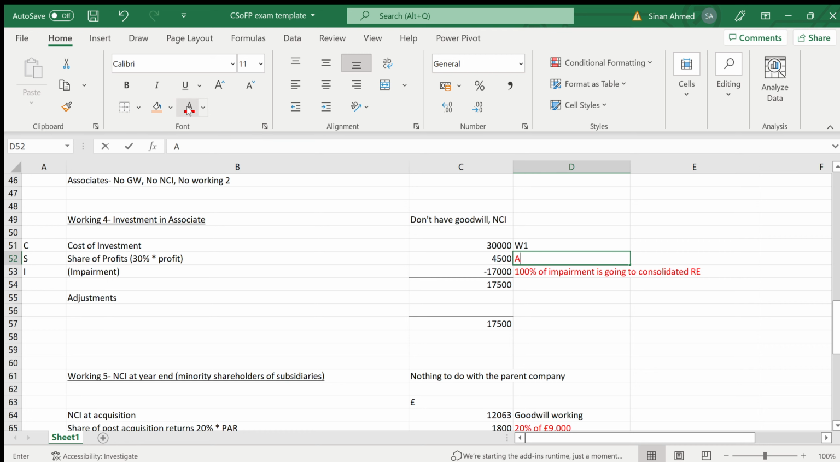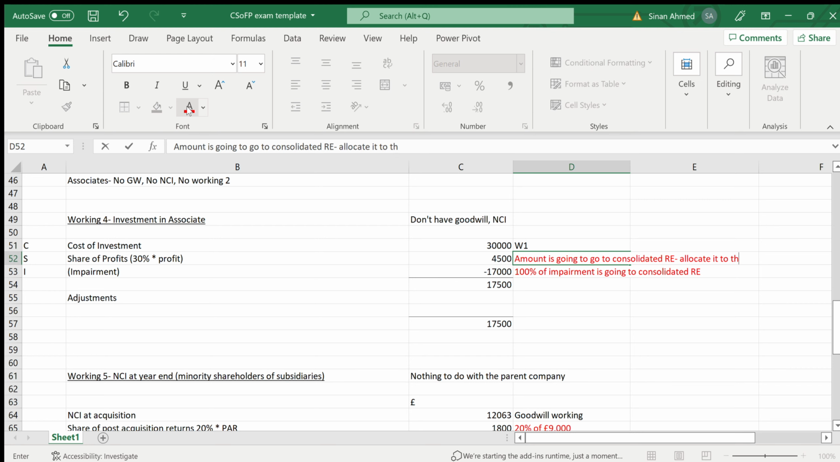And this amount is going to go to consolidated retained earnings because it's a profit, consolidated retained earnings, okay? And we're going to allocate it to the parent company. It's not a subsidiary. We can't allocate it to subsidiary because it's not a subsidiary.